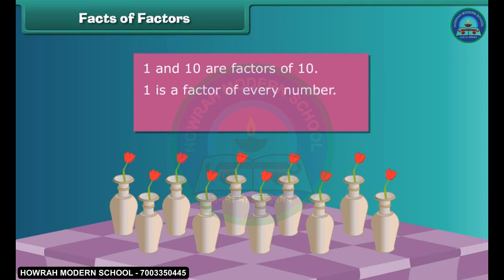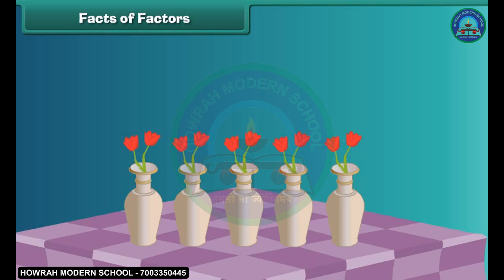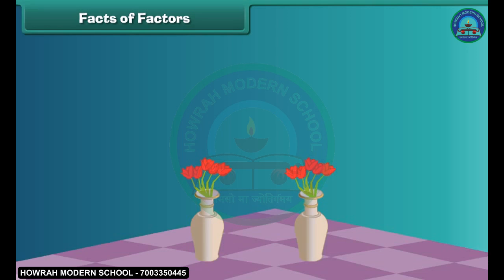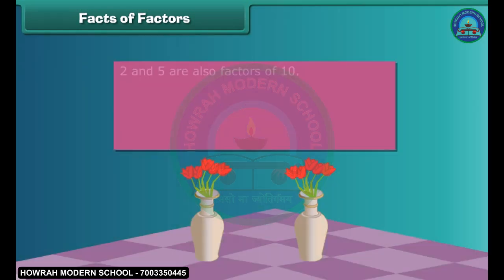1 is a factor of every number. Every number is a factor of itself. Prerna's mother tries out another arrangement. She places the roses 2 each in 5 vases. We can express this arrangement as 2 multiplied by 5 is equal to 10. Prerna's mother tries out one more arrangement. She places 5 roses each in 2 vases. We can express this arrangement as 5 multiplied by 2, that is equal to 10. 2 and 5 are also factors of 10.